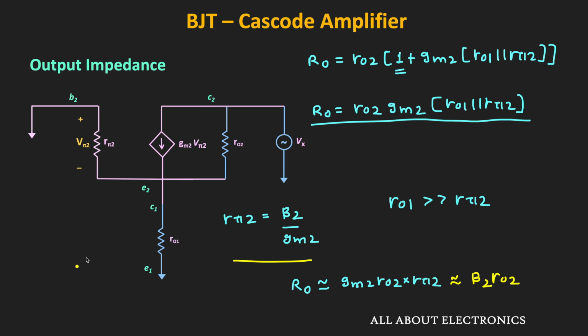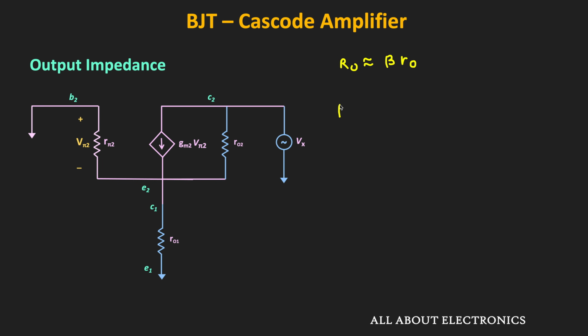If we assume that R01 is equal to R02 and beta1 is equal to beta2, then we can say that the output impedance of this cascode stage is equal to beta times R0. That means suppose the beta is equal to 100 and the R0 is equal to 50 kilo ohm, then in that case the value of the output impedance is equal to 5 mega ohm. So in this way, using the cascode amplifier, we can improve the output impedance.